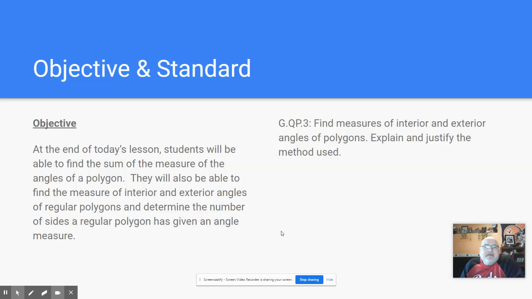Our objective for the day is that you'll be able to find the sum of the measure of the angles of a polygon. You'll also be able to find the measure of interior and exterior angles of a regular polygon and determine the number of sides a regular polygon has if you know the angle measure.